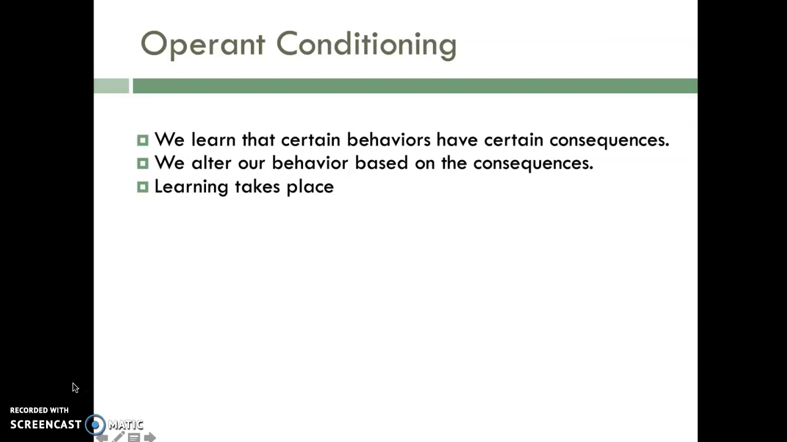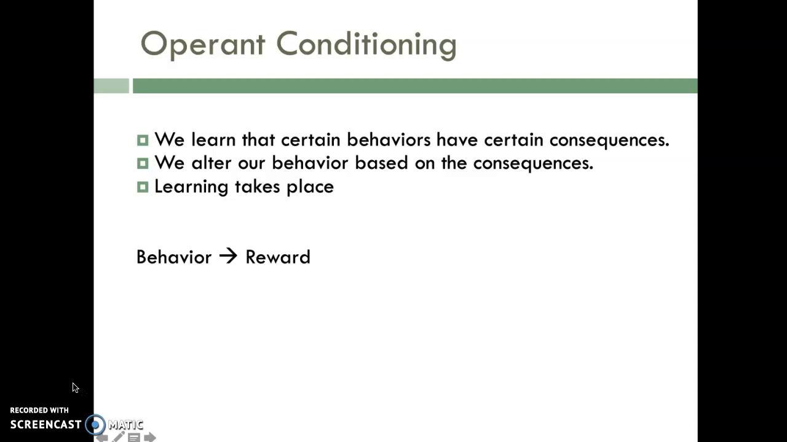Throughout our lives, we experience many things as we encounter the world, and we learn that certain behaviors have certain consequences, and we alter our behavior based on those consequences. In this case, learning takes place. We learn by engaging with our environment. As we move through our world, we try a bunch of different behaviors, and the ones that are rewarded, that have positive consequences, are reinforced, and then those behaviors get repeated. These are the principles of operant conditioning.